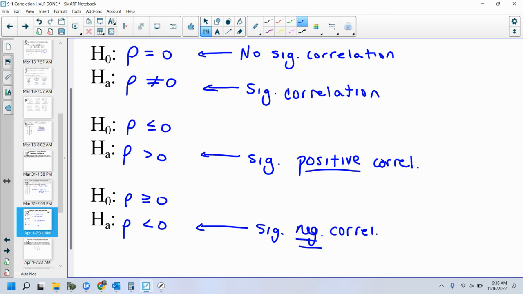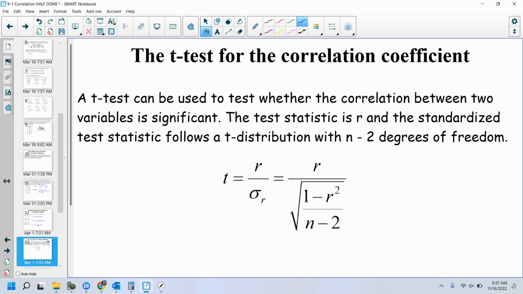Because you're just showing something about your R value. You're proving something about your R value. And at 0, there is no correlation, a very, very weak correlation, if any. So what's our test statistic then? What do we compare against our rho?